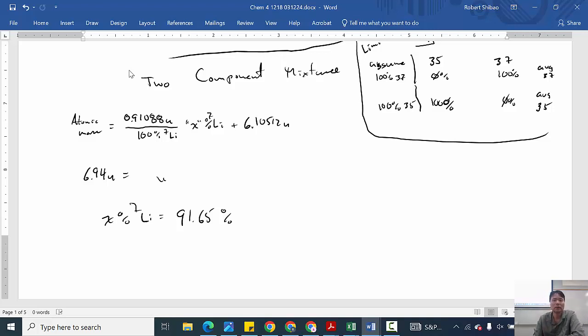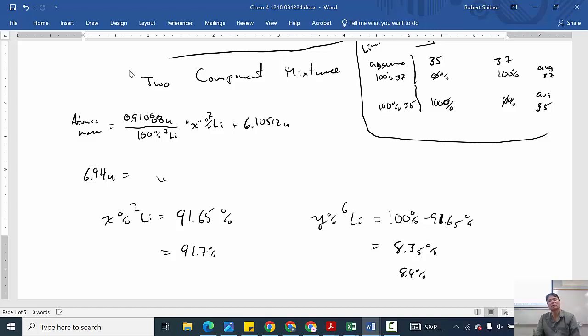lithium 7. So if it's 91.65% lithium 7, then we can easily figure out what the Y percent of lithium 6 is. I think I got these backwards. It doesn't matter, X or Y. And Y percent lithium 6, well, this is just going to be 100, which is exact, minus 91.65%. And so this is going to give 8.35%. And then at the very end, I round it: 91.7% lithium 7 and 8.4% lithium 6.